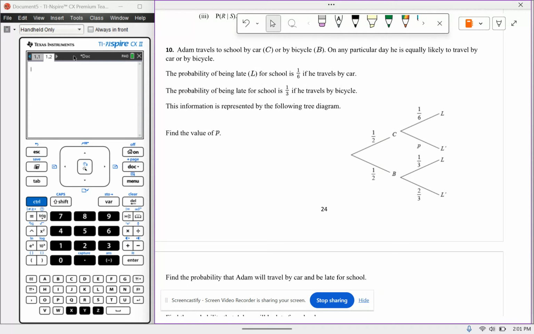Wait, no, he's right, 2/3. There you go. So like that, yeah.